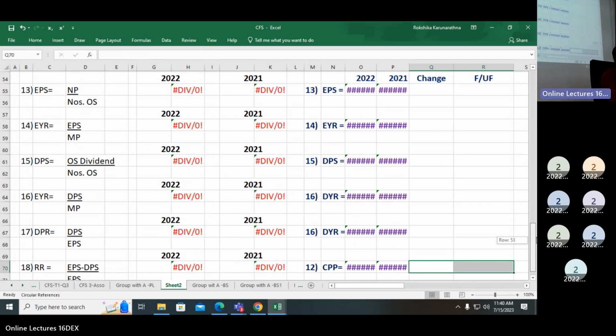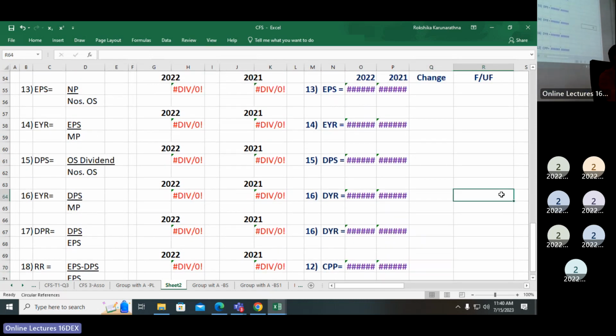Right? That means earning per share, earning yield, dividend per share, dividend yield, dividend payout, retention. These 5 ratios we are going to calculate. Here you see the formulas.